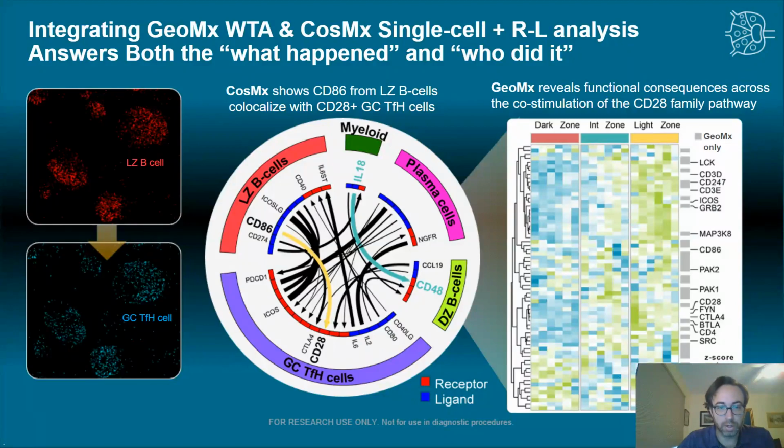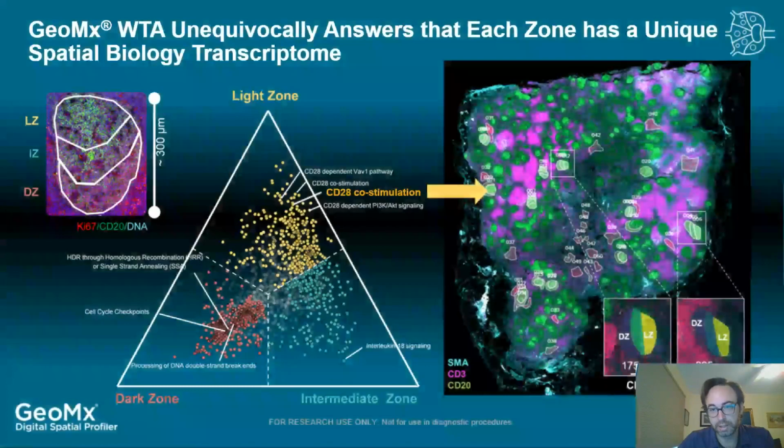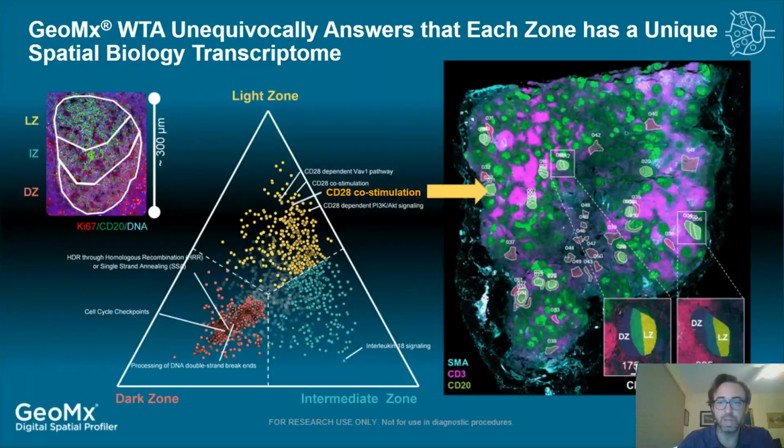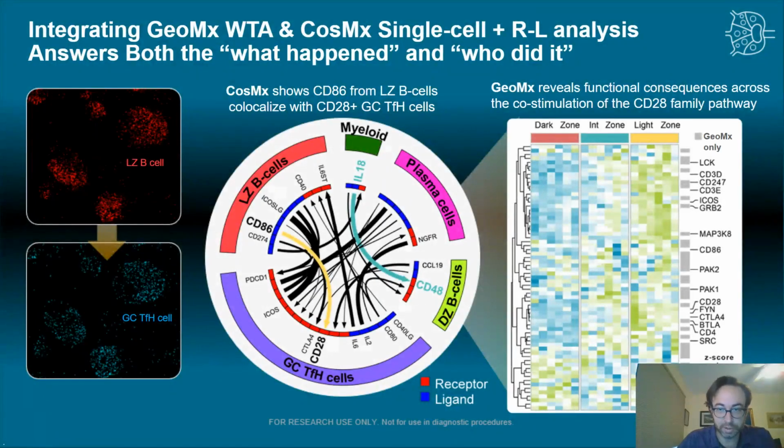But as before, we can use the CosMx data to identify the players that are really driving an interaction. And then what's shown here on the right is the downstream consequence. So again, when we had previously shown that the CD28 co-stimulation pathway is enriched within the light zone on this graph, we can see all of the different genes that are specifically involved with that within the GeoMx data as well, if we look at it as a heat map, where here we're seeing enrichment of CD28 co-stimulation being driven by all the genes that are shown on the right.